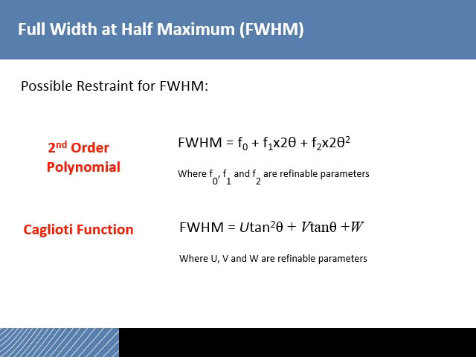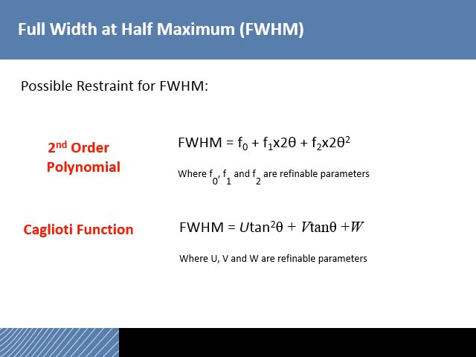But we also, as part of the profile model, have to create some method for determining the full width half maximum of our peaks. In JADE, there's 2 possible restraints for the full width half maximum. One is a second order polynomial given by the equation on the right, where the full width half max is equal to some F naught value plus an F1 value times 2 theta plus F2 times 2 theta squared. So you can just sort of see that potentially goes up to a second order polynomial.